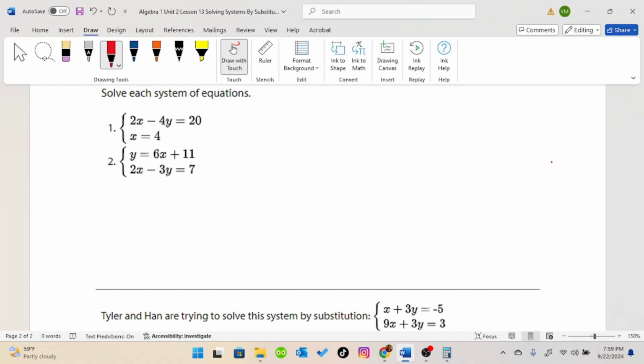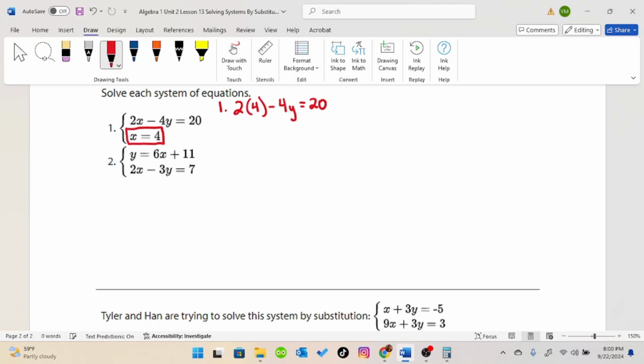Our next practice problem says, solve each system of equations. So I'm going to start with number 1. The first thing you'll notice is they've already given us x. We know that x equals 4. So now we're going to substitute 4 in for x on the other equation. So this becomes 2 times 4 minus 4y equals 20.